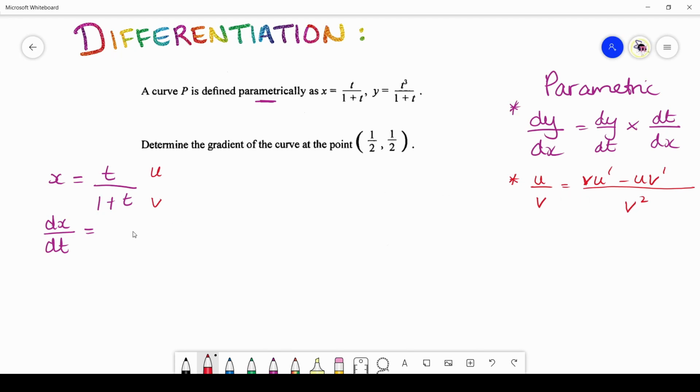All right, so applying the quotient rule quickly here, I usually like to write my denominator first. So we have 1 plus t squared. And on top, we have v. Our v is 1 plus t. And u prime means to differentiate u, and we are differentiating with respect to t. So the derivative of t is just 1. Minus u, again, that's t.